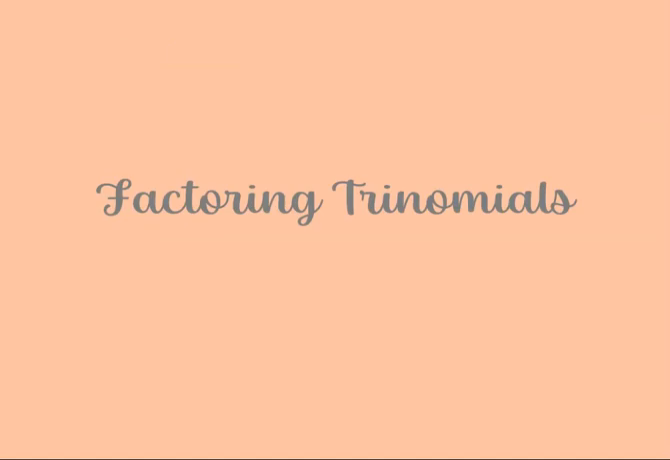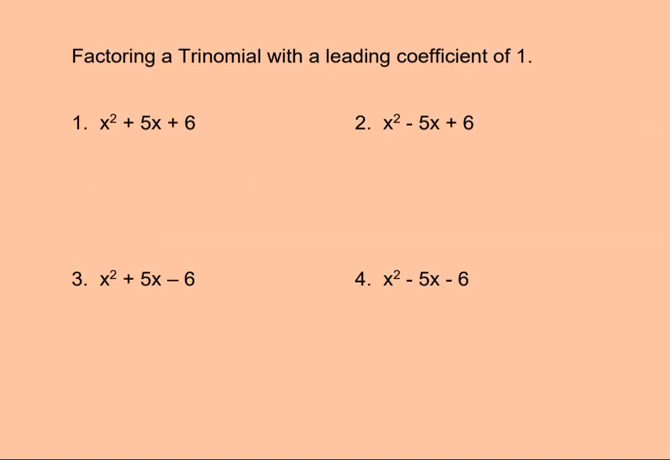Welcome to my classroom. In this video, we're going to be talking about factoring trinomials. A trinomial is a polynomial with three terms. The first types of trinomials that we're going to factor are trinomials with leading coefficients of 1, which means that when we look at our trinomial in descending order, the coefficient of our first term, the coefficient of our x squared, is an understood 1. So all we see for our first term in every one of these is x squared.